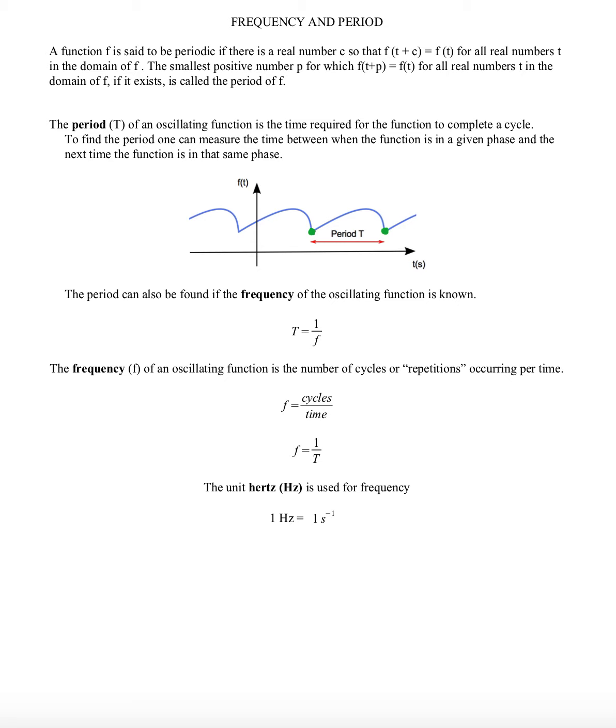If you know the frequency of your function, then you could find T by dividing 1 by f. And the frequency of the oscillating function is the number of cycles or repetitions that occur per time. So it has formulas of f equals cycles per time, or f equals 1 over T, because frequency and period are inversely related. Frequency has the units hertz, which is written as capital Hz, and it is cycles per second.